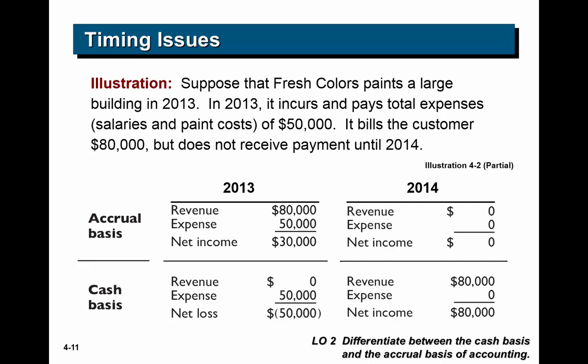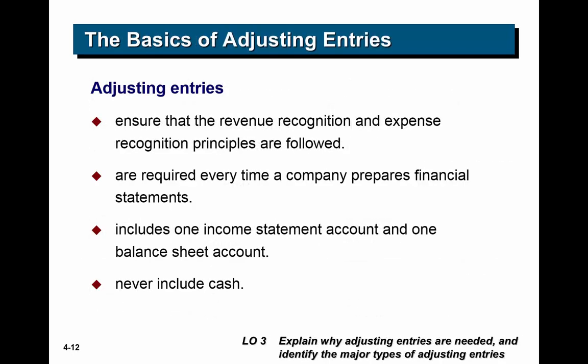If we use the cash basis, we record the expenses when we spend the money in 2013, so it shows a net loss of $50,000 in 2013, and then we record the revenue when we receive it in 2014, and it shows a net income of $80,000 in 2014. Well, that's confusing. It doesn't really tell the financial picture. And since what we're really trying to do is communicate accurately what's going on, the accrual basis really does that for us. That's why accrual accounting.